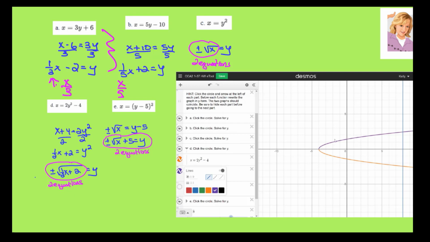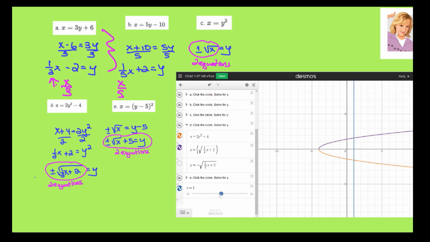This is the top half. So this by itself is a function. And if I use that slider and go back and forth, you'll see that my vertical line hits that purple equation only at one spot. But if I mute this, and I'm just looking at the orange colored one, this is not a function. Again, the y term is squared, so it's not a function.